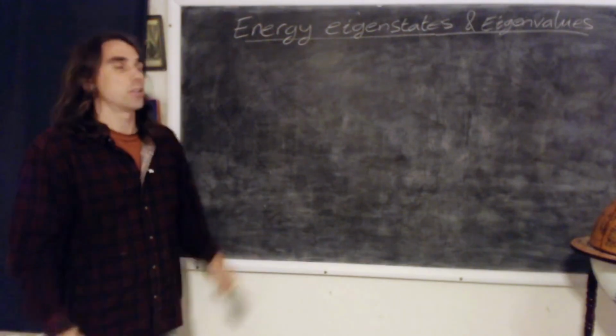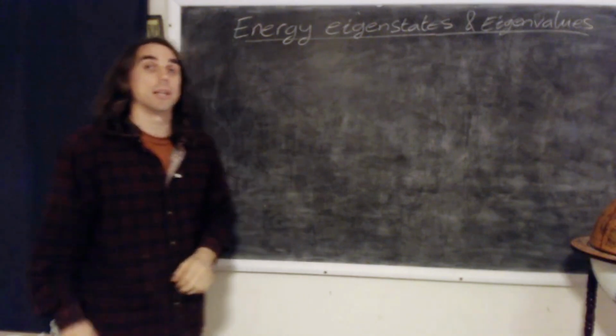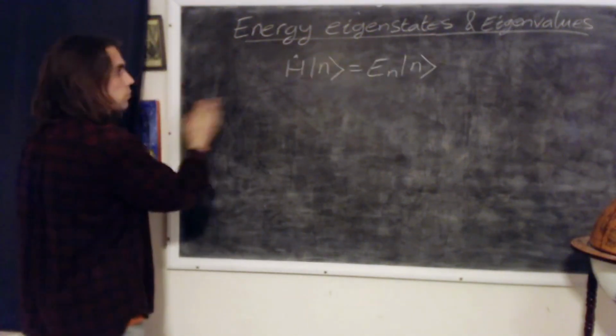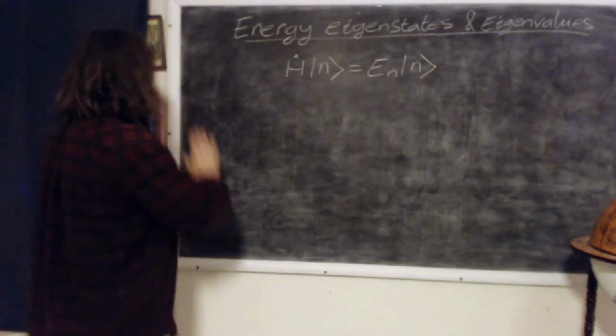Hello, in this video we're going to derive the energy eigenstates and eigenvalues of the harmonic oscillator using ladder operators. Now what happens if we act from the left with the state A dagger?